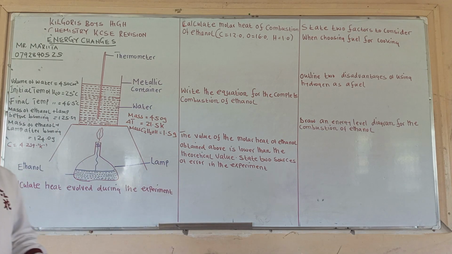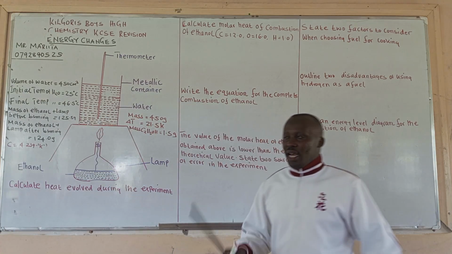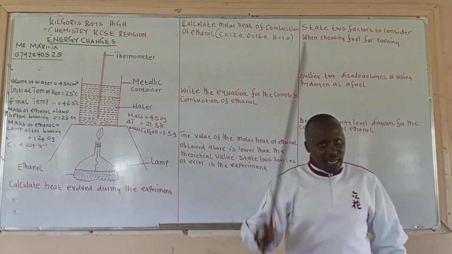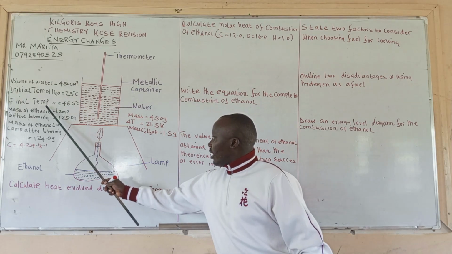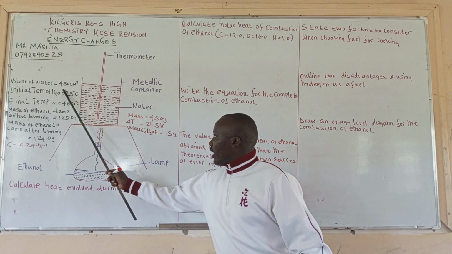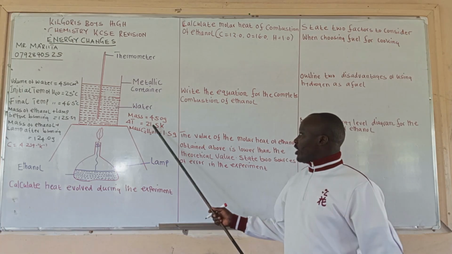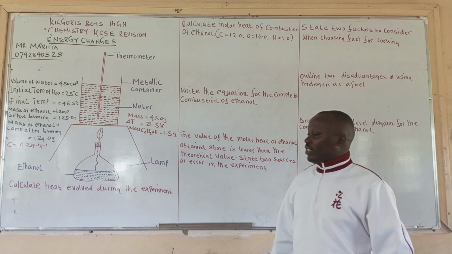So that is very important information that you are supposed to interpret from the information you have been given here. I've said that you take the volume of water, it is directly the mass of water. Then you take the final temperature minus the initial temperature. This one will give us the change in temperature. So our change in temperature in this case from here is 21.5.